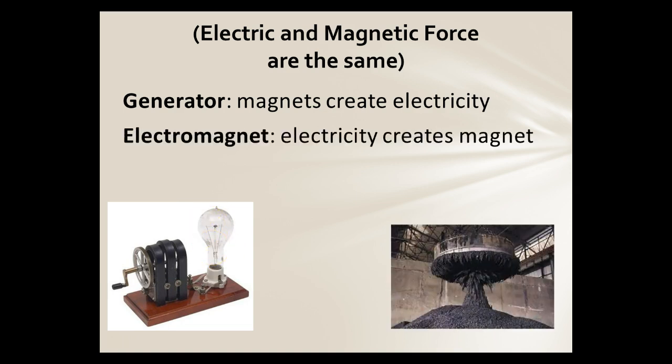And an electromagnet is kind of the inverse. It's electricity that creates a magnet. So remember, they are one and the same. It just depends upon what's the input and what's the output.